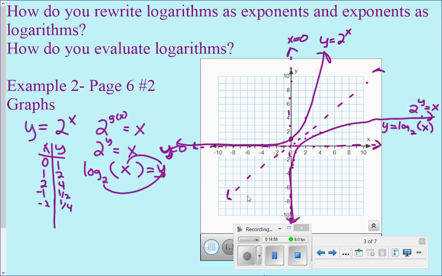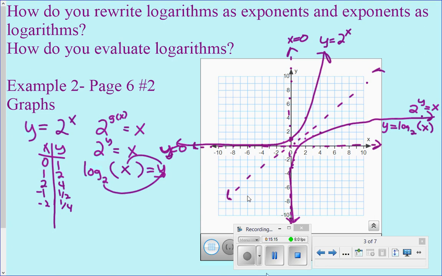So now that we have our exponential equation and our log equation solved for y, we can see that logarithms and exponentials are inverses. Okay, so we have our equation for the inverse of the exponential.